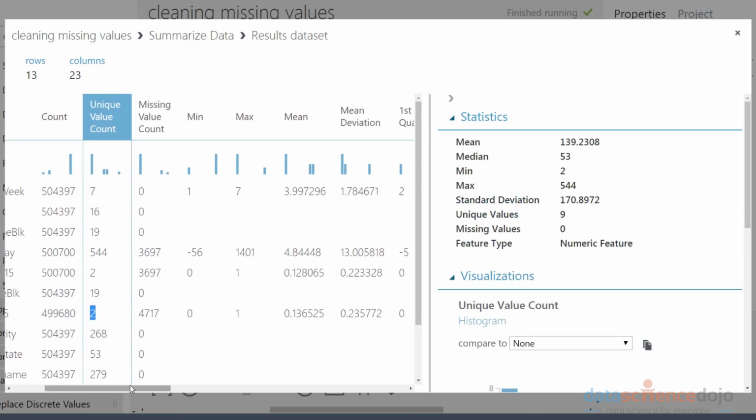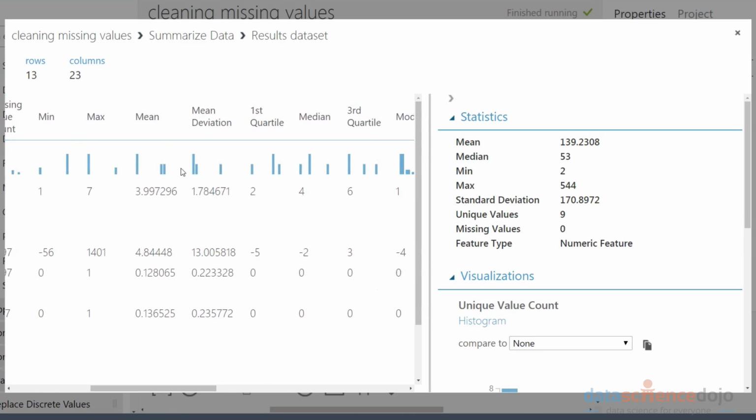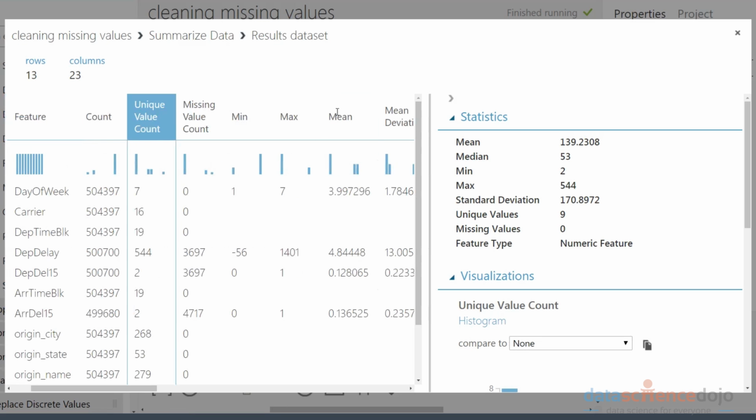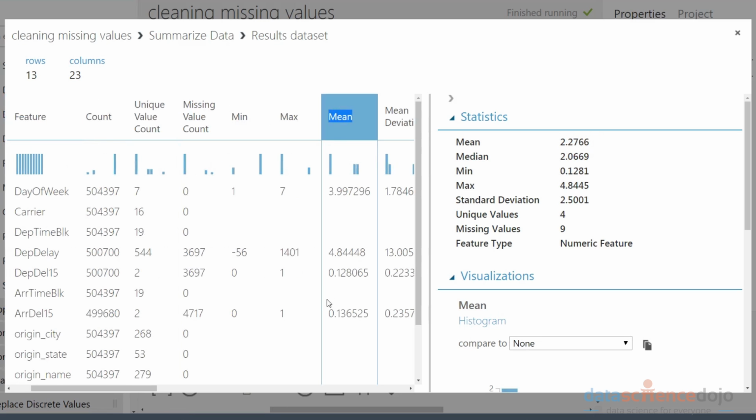Okay, so let's take a look at some other things in here. These are some measurements of central tendency. If you look, this is the mean, so this is the average. Again, the average of day of the week doesn't really make sense, right? The average of the day of the week is, what is this, Wednesday, Thursday? I'm not sure here. And what does that even mean? It doesn't mean anything.